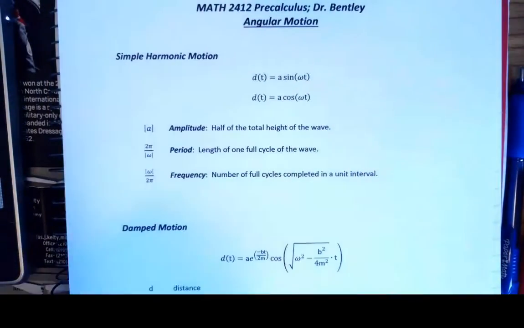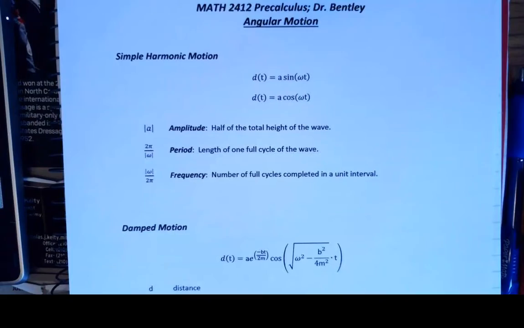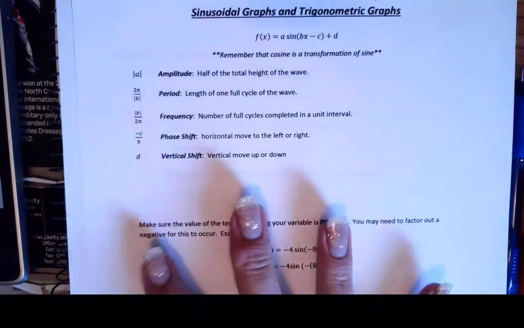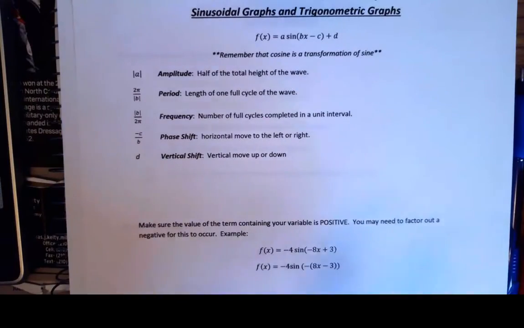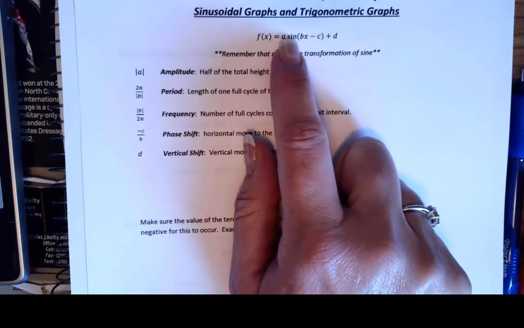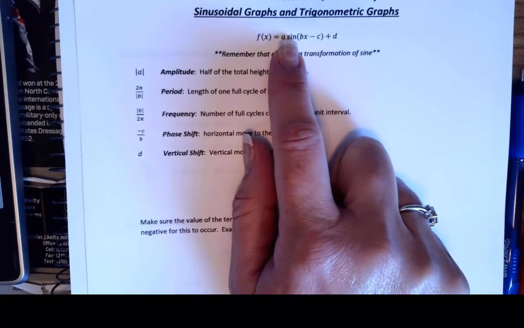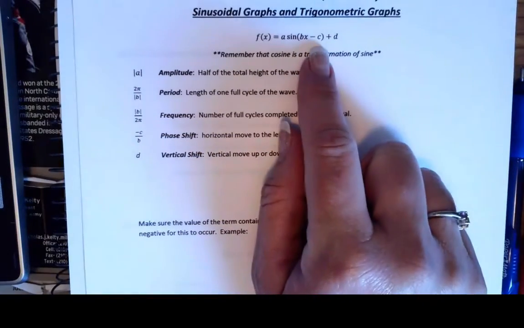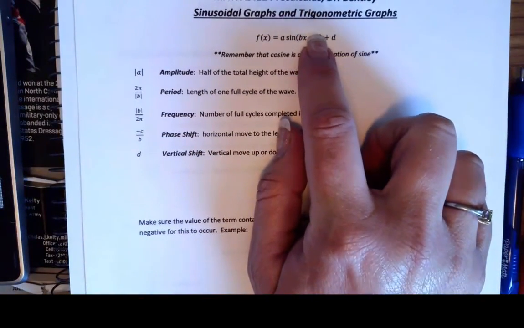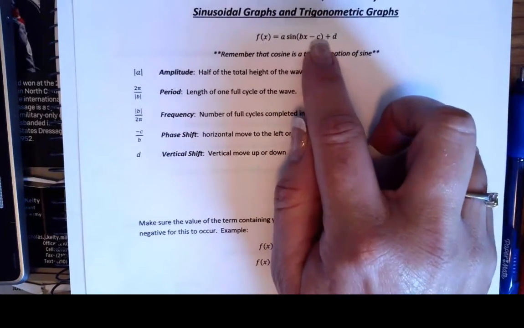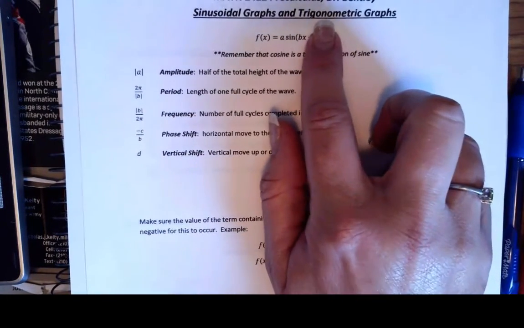You should recognize these formulas from the first page of the notes that I gave you back in chapter, I don't know, like the first week or so, when we were starting to graph. Okay, so you'll notice that we have an amplitude. We have either a sine or a cosine function, because remember that cosine is simply a transformation of sine. But you'll notice that for simple harmonic motion, we are not including any horizontal or vertical transformations.